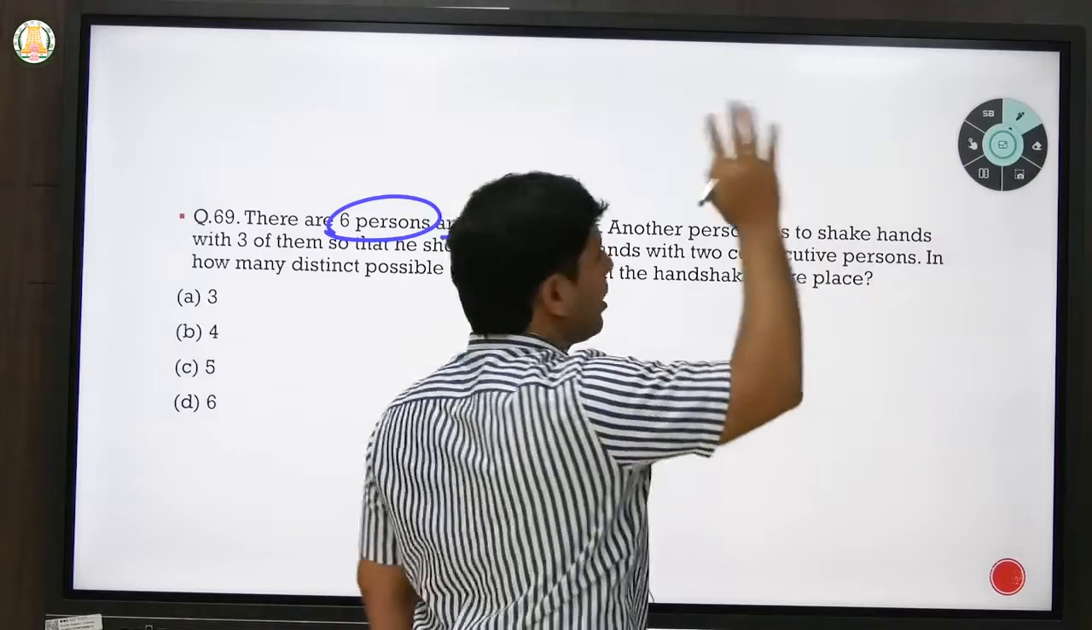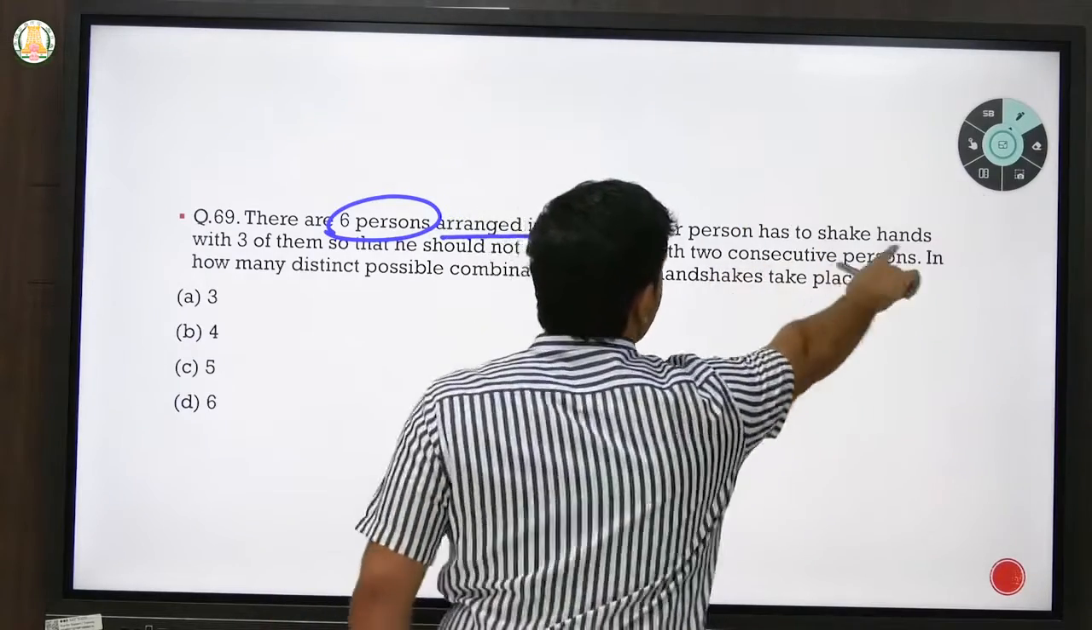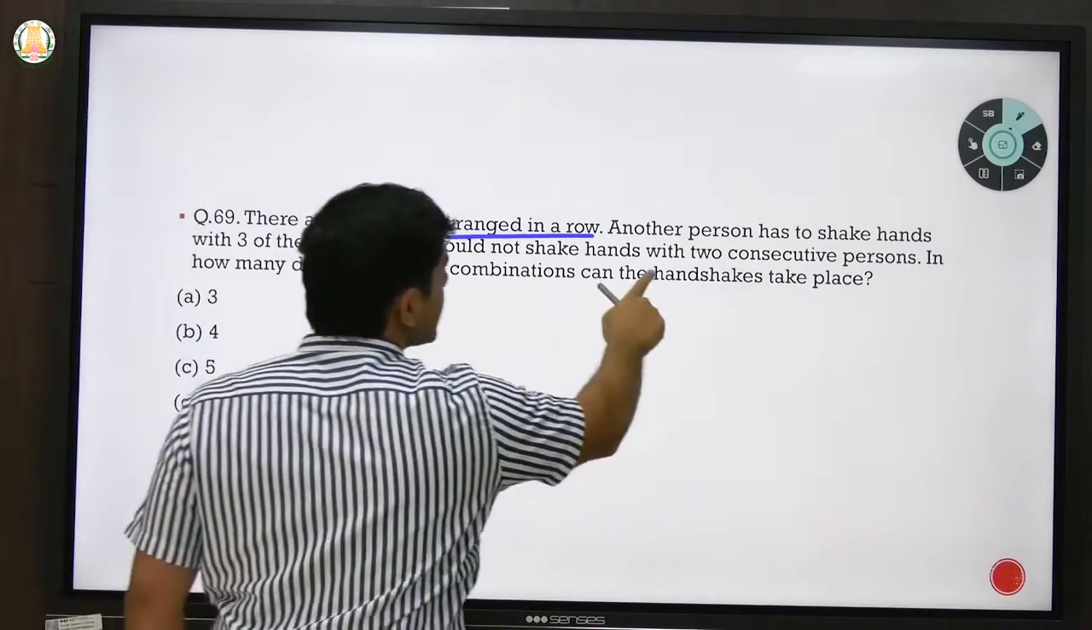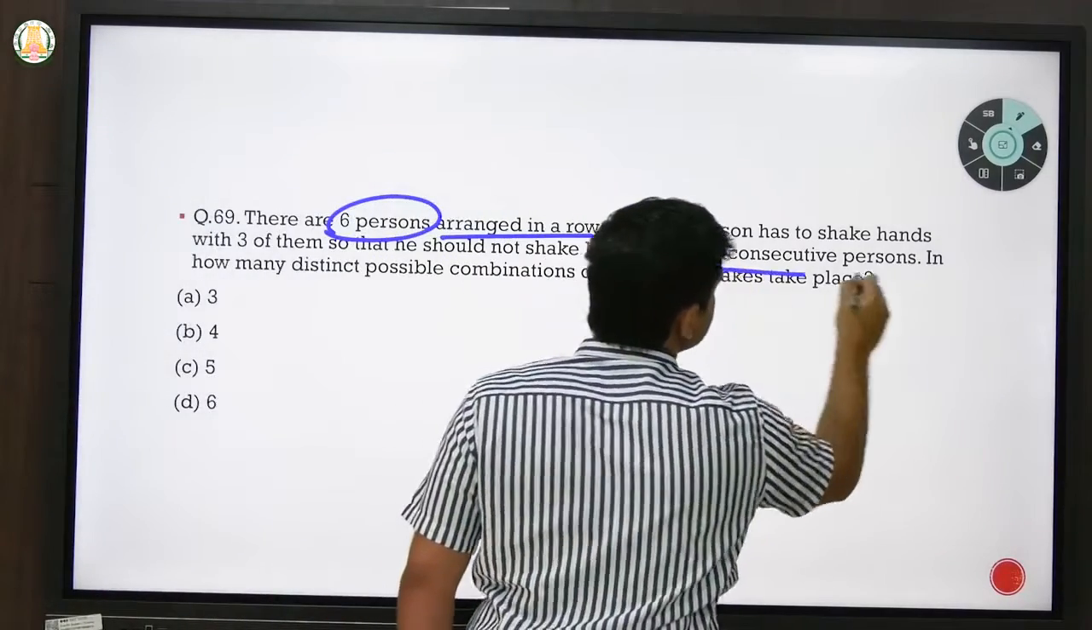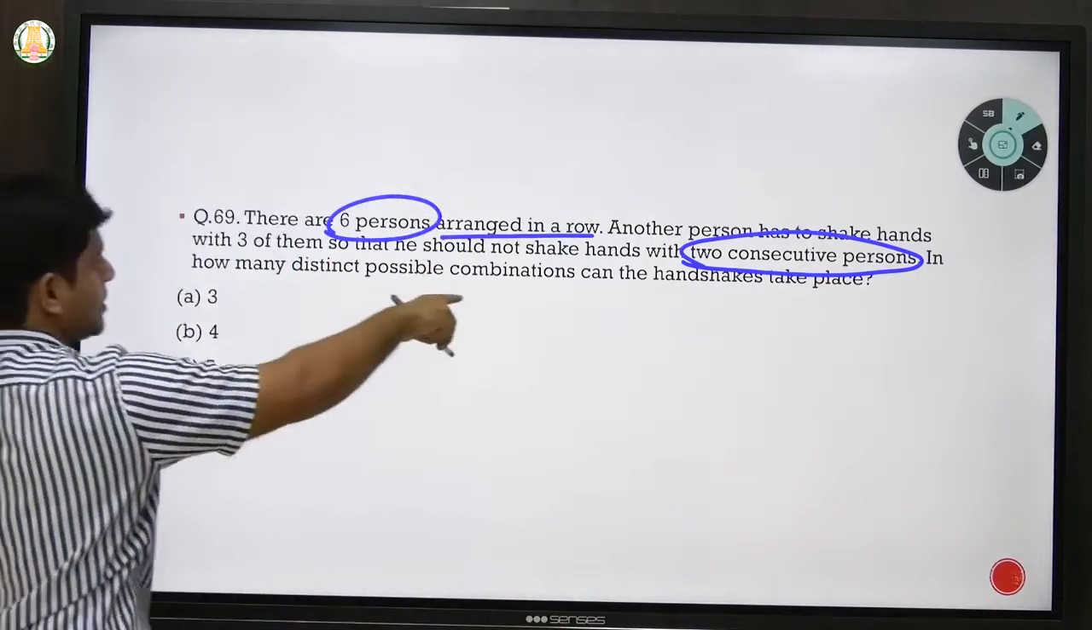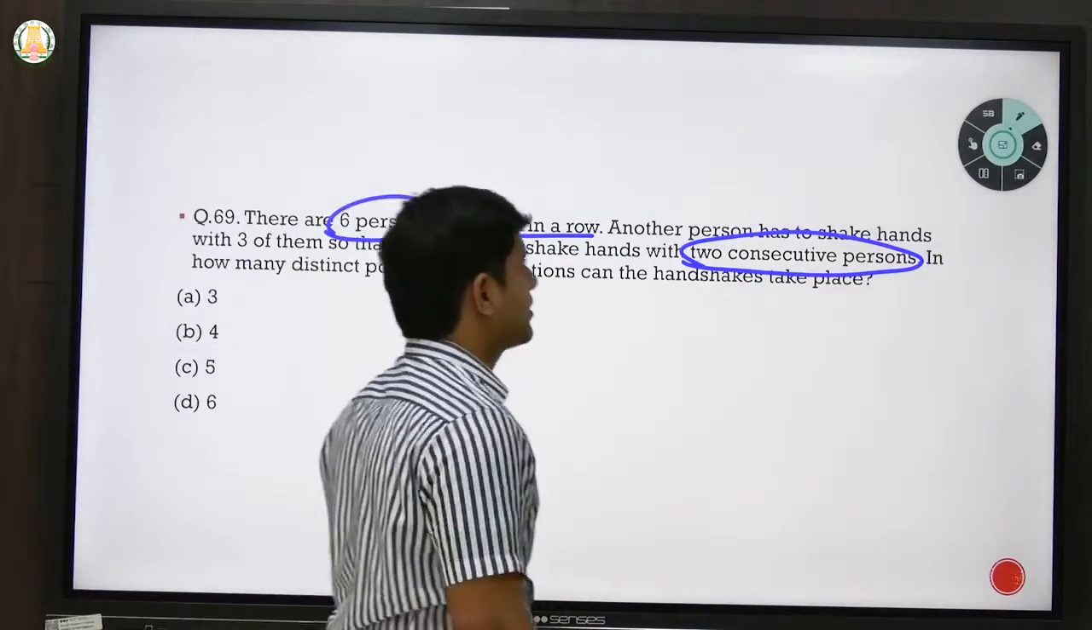Another person, meaning not these 6 but some other person, has to shake hands with 3 of them, so that he should not shake hands with 2 consecutive persons. Again this consecutive nature has come. In how many distinct possible combinations can the handshakes take place?